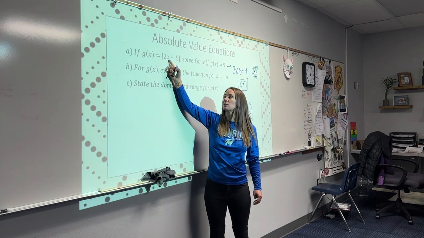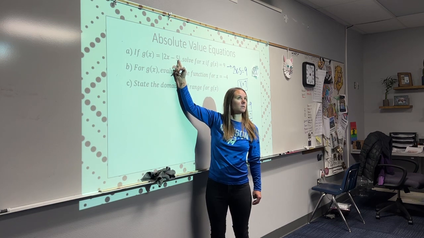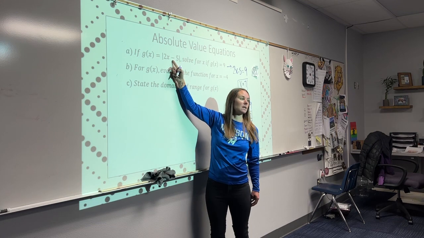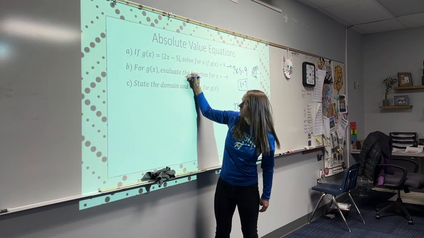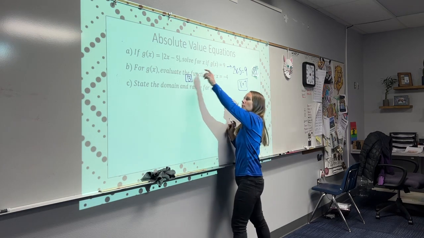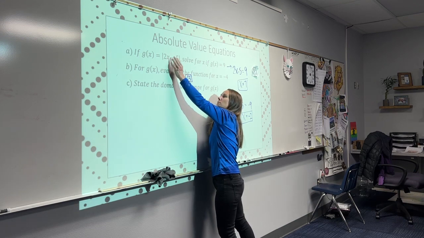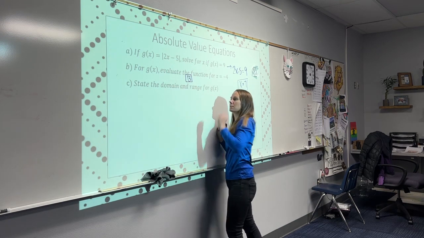What's 2 times minus 4? Negative 8. Negative 8 minus 5? Negative 13. Yep, and then absolute value of negative 13 is 13. Okay, all we did was take minus 4 and plug it in here. 2 times minus 4 is negative 8. Negative 8 minus 5 is minus 13. Absolute value of that is 13.